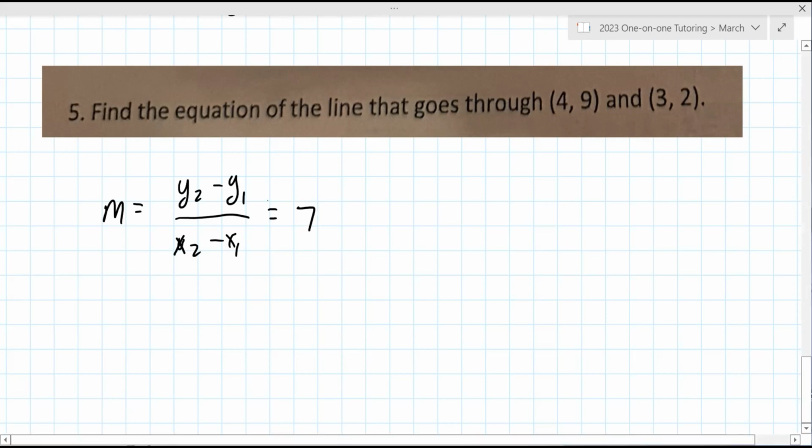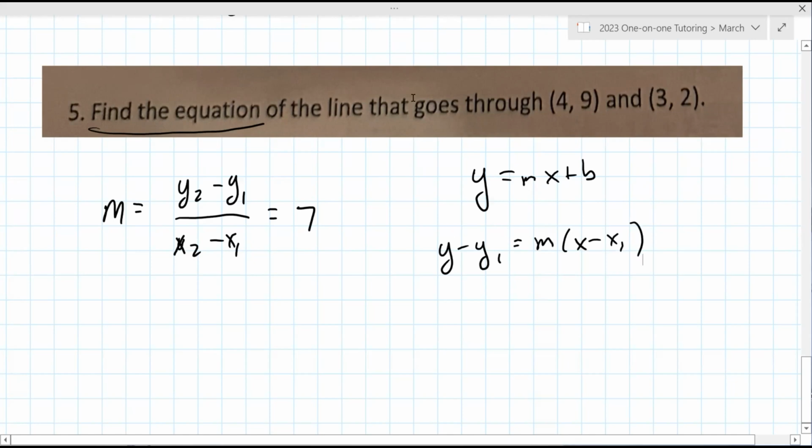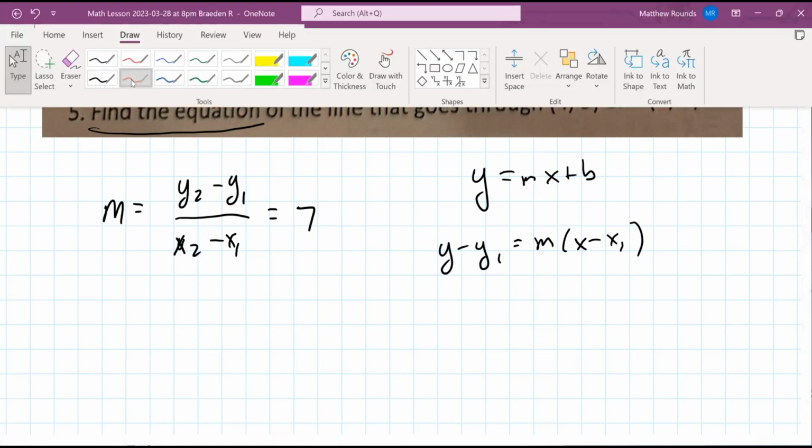Good. So notice it doesn't specify what type of equation. There's three forms, right? There's y equals mx plus b. Usually they want this. The better one though is point slope form here. Did you guys talk about that in class? No. Okay, so that one is out.